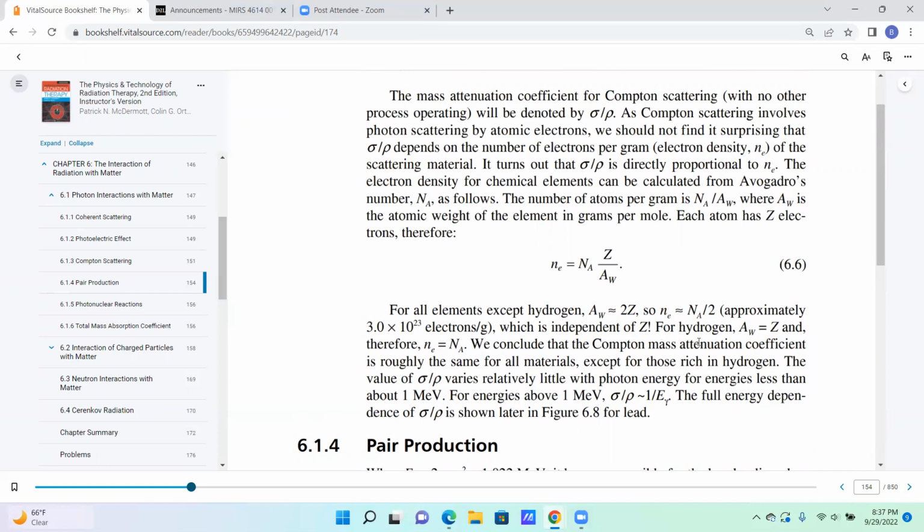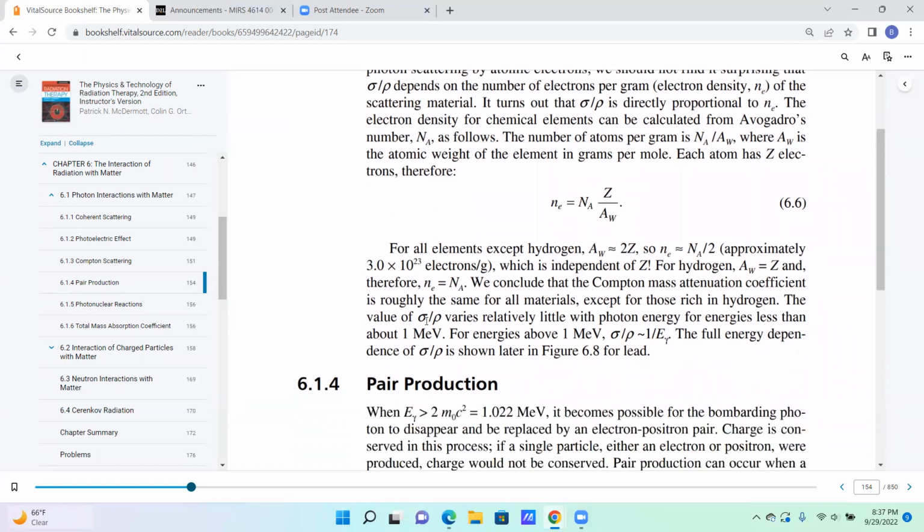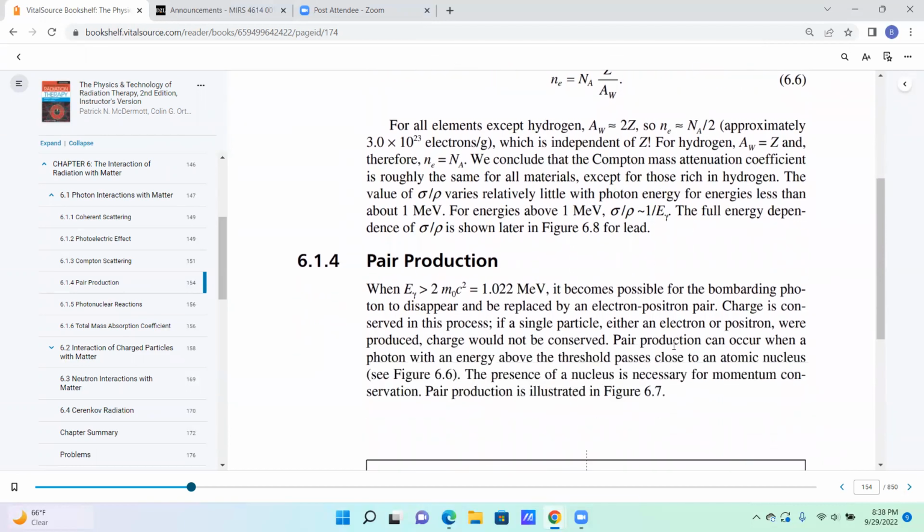So the Compton mass attenuation coefficient is roughly the same for all materials, except for those rich in hydrogen. That's the only case in which it doesn't work. The value of rho divided by sigma varies relatively little with photon energy for energies less than about 1 MeV. If you go above that, then you do have a little bit of energy dependence, which leads us to pair production.